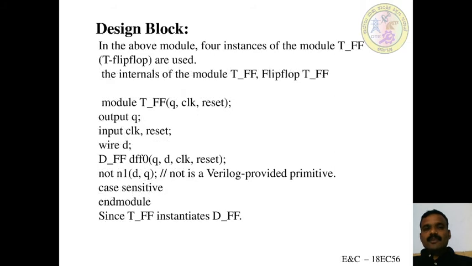So what is going to happen inside the design block? In the above module, 4 instances of the module T flip-flop are used. The internals of the module T_FF will now be taken in a separate module. Clear? So in the top module we just design. What is the physical appearance of the top module? Only the T flip-flops we can see.